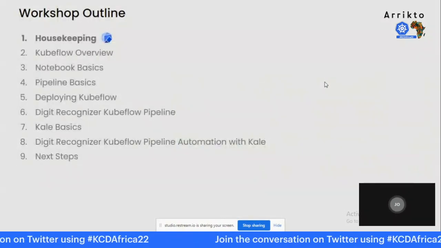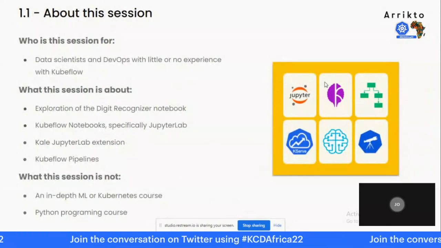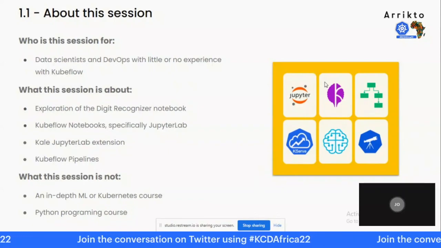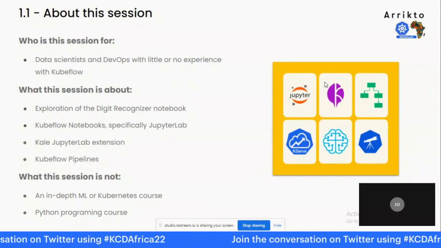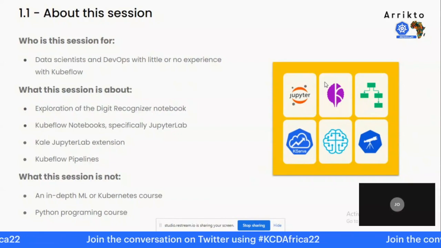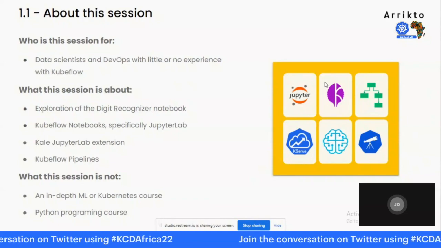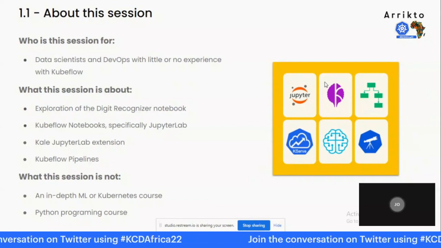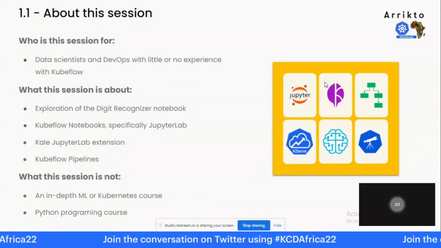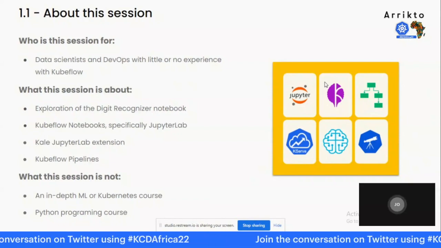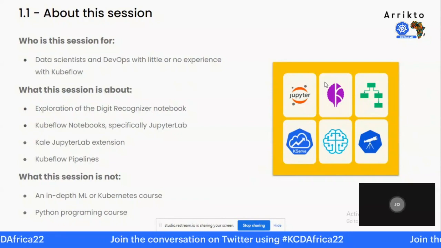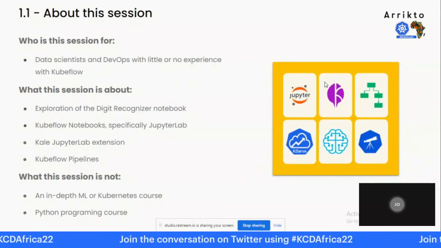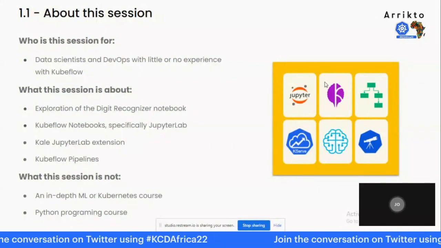So to start with, let me just go over what this session is for. If you are here, this session is for data scientists and DevOps with little or no experience with Kubeflow. Depending on time, we'll cover a digit recognizer notebook and a telco churn notebook. The focus for now is on digit recognizer. We're going to look at Kubeflow notebooks, specifically Jupyter Lab. Then we're going to look at the KALE Jupyter Lab extension with Kubeflow pipelines. What this session is not going to cover: this is not an in-depth machine learning or Kubernetes course, and it is not a Python programming course.